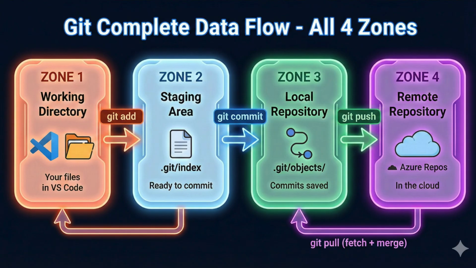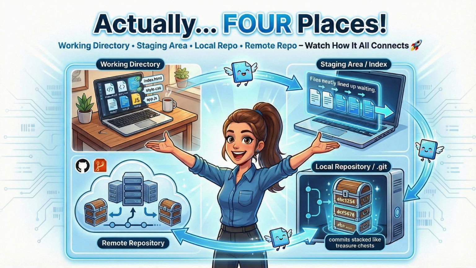Zone 3. Local repository. That .git folder on your computer you've been ignoring? That's this. Git's secret storage. Zone 4. Remote repository. The cloud version. GitHub, Azure repos, wherever your team keeps stuff. Your code's journey. Working directory, to staging, to local, to remote. 4 stops. Always. And here's the thing.